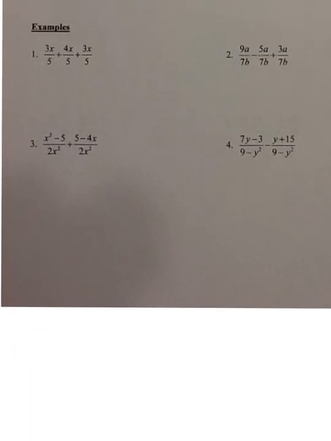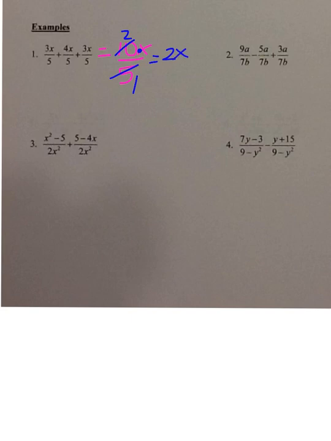Okay, so let's take a look at number 1. I have here 3x over 5 plus 4x over 5 plus 3x over 5. So I add all the numerators and I keep the denominator. So 3x plus 4x is 7x plus 3x is 10x. So that's 10x over, keep the denominator, which is 5. So I have a monomial in the numerator, so I can reduce. There's multiplication in between 10 and x, so I can reduce 5 to 1, 10 to 2. So my answer is 2x.